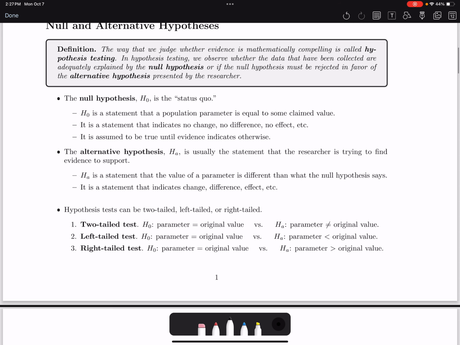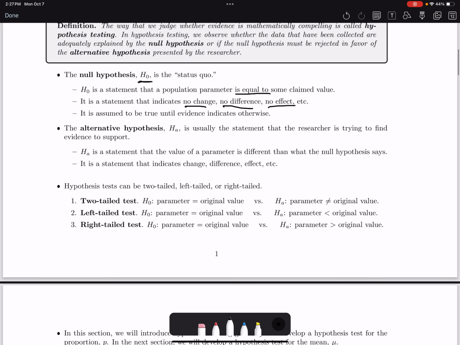So in hypothesis testing, the null hypothesis, which is denoted with an H sub 0, you can think of it like the status quo. It's what we assume to be true until we have evidence to suggest otherwise. The null hypothesis is going to be a statement that a population parameter is equal to some claimed value. And that value will usually be given to us within the context of the problem we're looking at. But the null hypothesis is a statement of no change, no difference, no effect, etc. So, we'll look at some examples where we'll write out some null and alternative hypotheses in a second. But that's the null hypothesis.